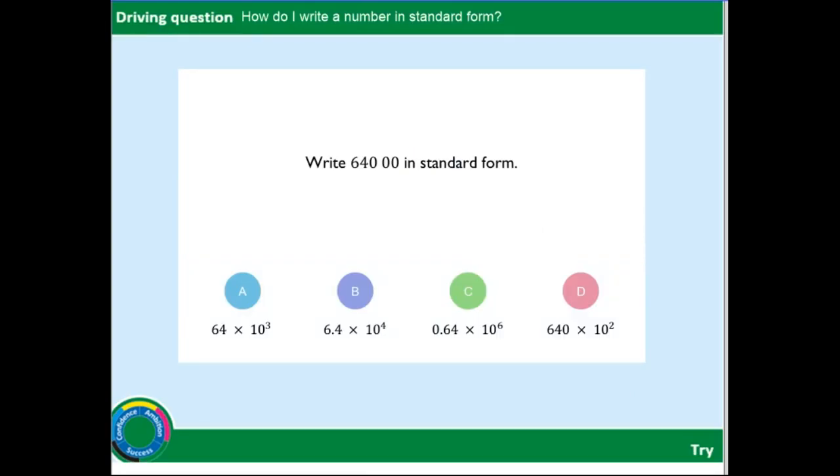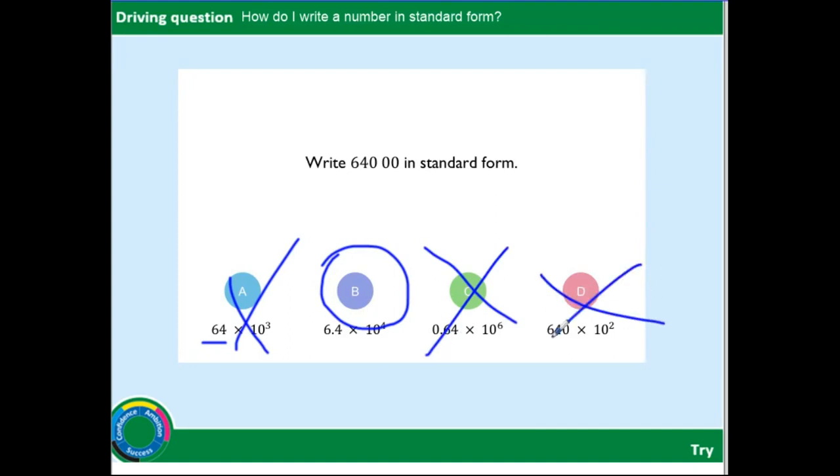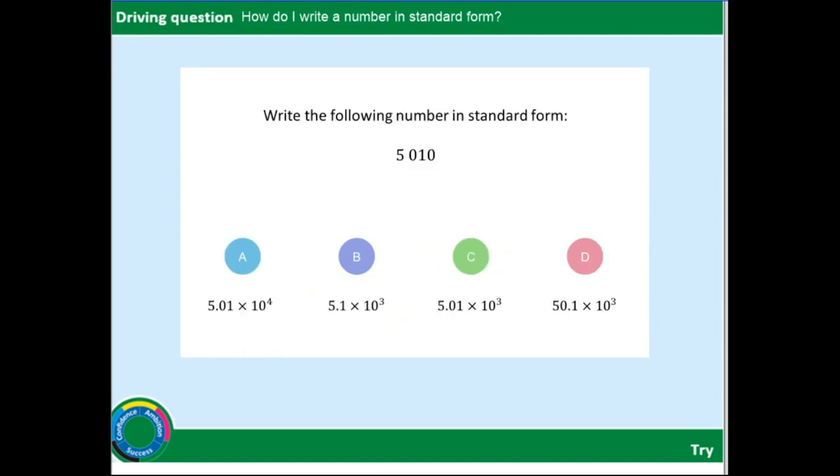Have a go at these quick fire questions. A, B, C or D for each question. Straight away, that's not correct. It's not in standard form because this number isn't between 1 and 10. Well, this is the only one that's actually written in standard form because this number here is equal to or greater than 1 and less than 10, multiplied by 10 to the power of 4. 1, 2, 3, 4. Yep, that's definitely correct.